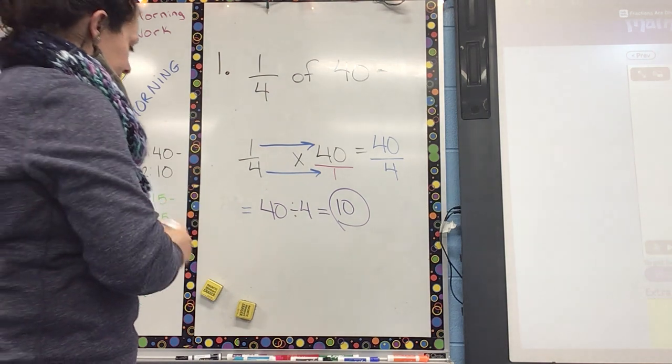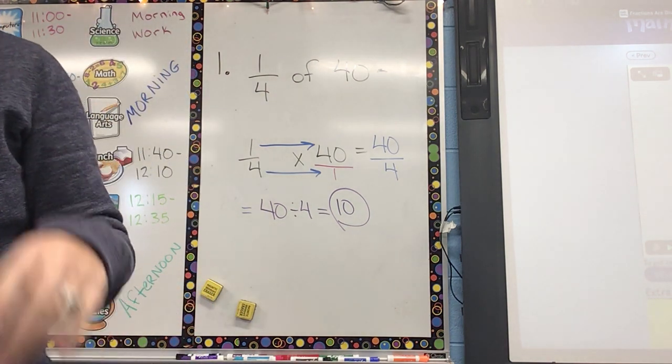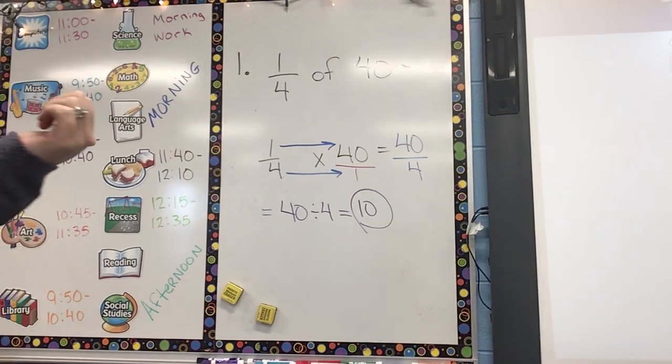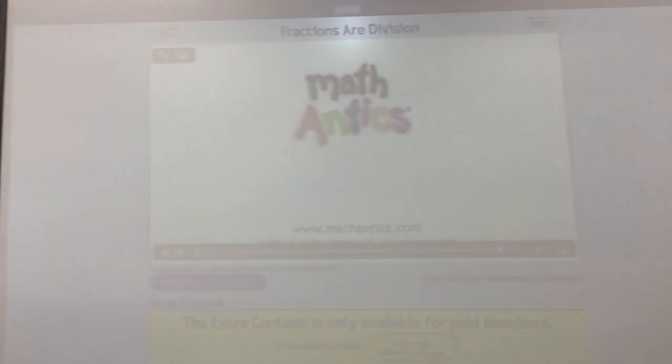Done? So actually, guys, when you had to do addition and subtraction, you had a lot of work going into it, right? With finding those common denominators. Multiplication is actually easier than addition and subtraction because we're just going across.